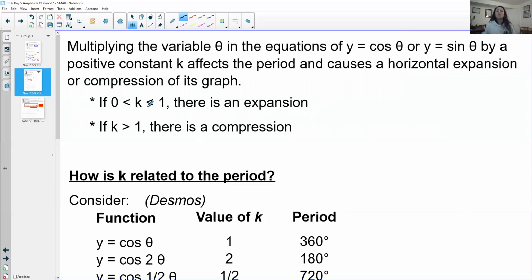So if your K value is between 0 and 1, so now it's a decimal between 0 and 1, because it's inside the brackets, it'll be backwards. Those ones will give you a horizontal expansion or a horizontal stretch.